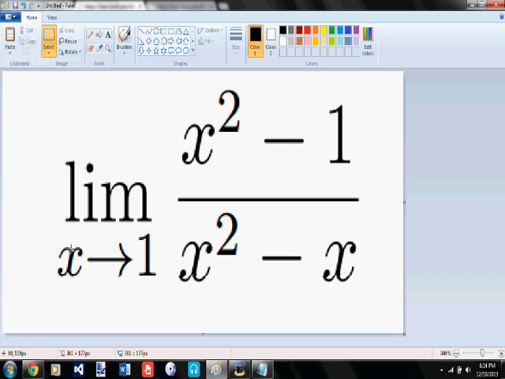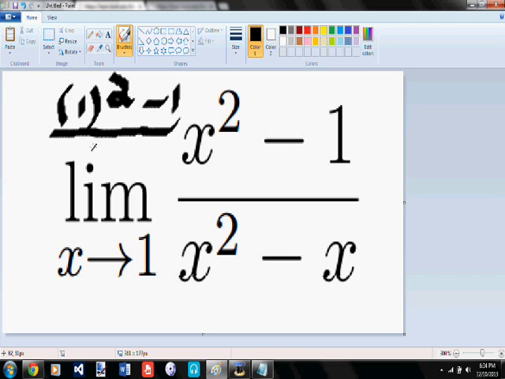But yeah, this limit right here. So you notice, if you plug in 1, watch what's going to happen. You're going to get 1 squared minus 1 over 1 squared minus 1 again, because you can see it's basically the same thing.